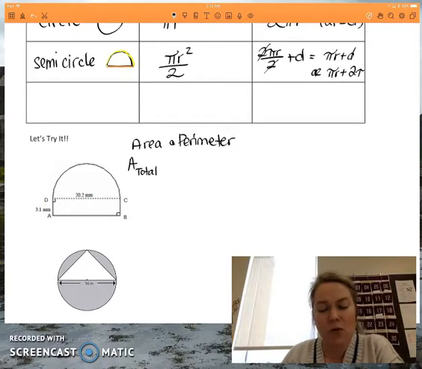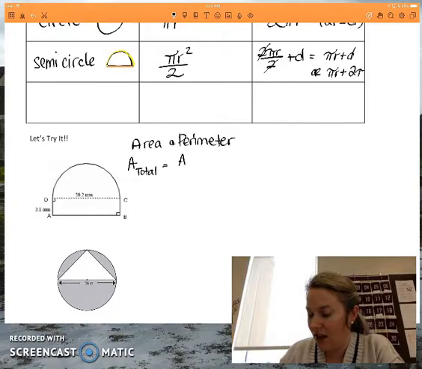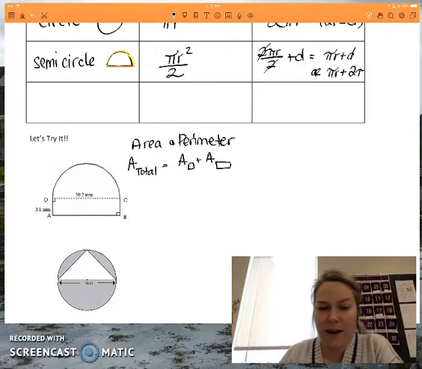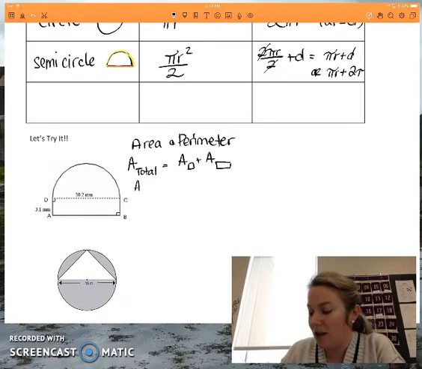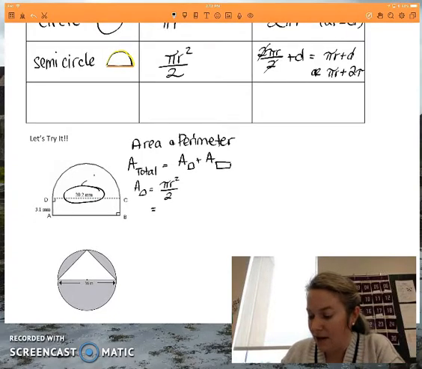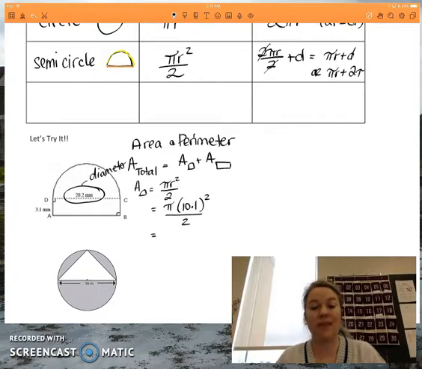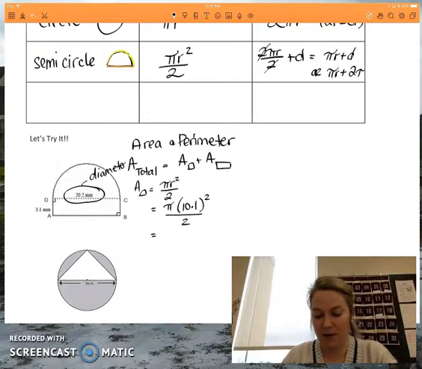I say, what is the area total? What shapes are in here? Well, we have the area of the semicircle plus the area of the rectangle. I could write semicircle and rectangle, but it's just as easy to identify them with shapes. Then I'm going to calculate the area of the semicircle, which we said was pi r squared over 2, which in this case, that is the diameter. So we have pi times 10.1 squared all over 2. 10.1 being the radius. Remember, radius is half of the diameter.